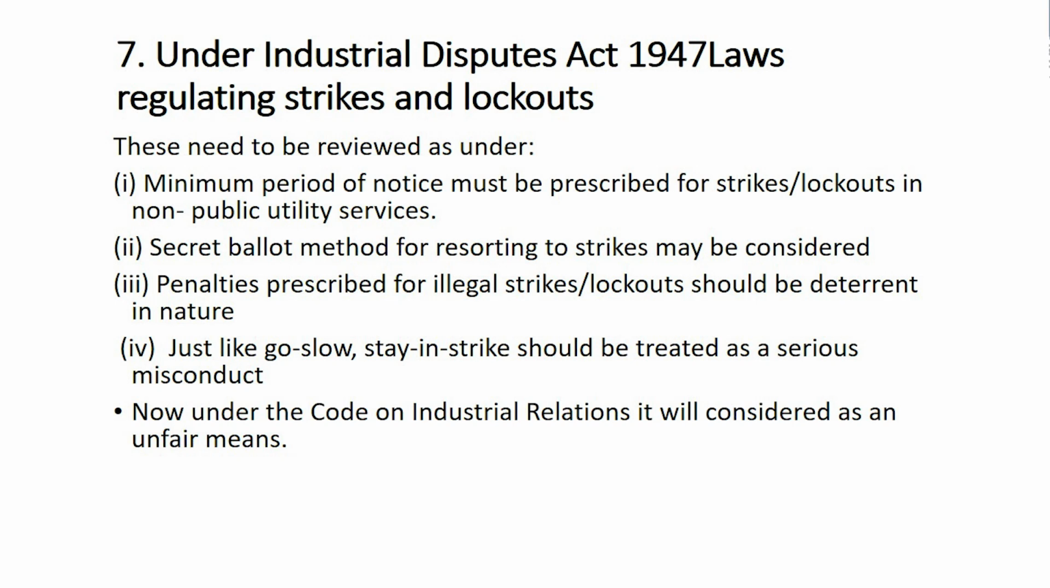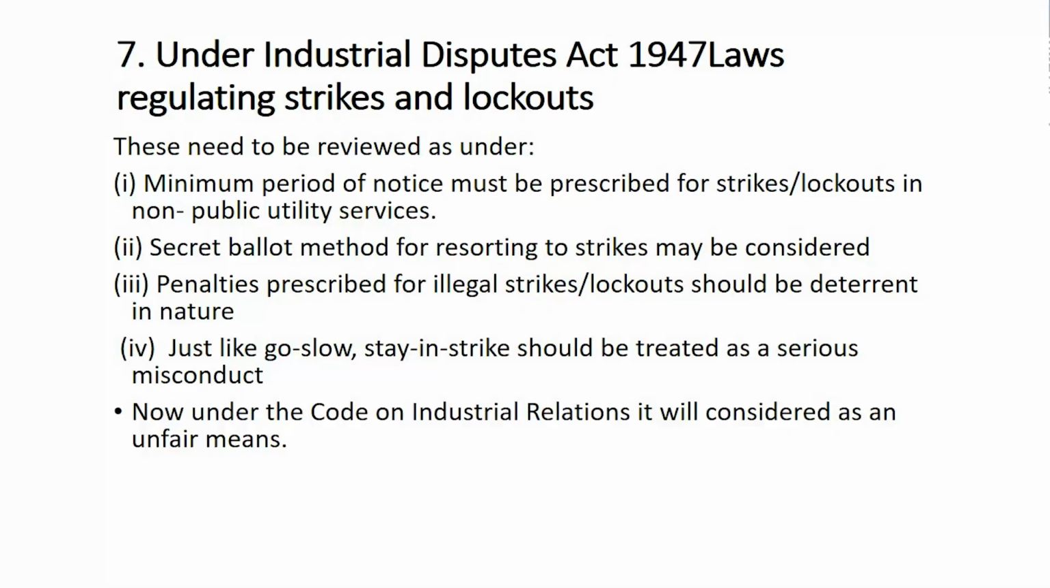But what about the non-public utility services? That is why it has been recommended that a minimum period of notice must be prescribed if someone is going on strike, or if the employer is thinking of a lockout. A secret ballot method for resorting to strike may be considered, because more confidentiality can be maintained through it. Penalties prescribed for illegal strikes and lockouts should be deterrent in nature, because if the person is not deterred and commits the offence again, there is no sense. So it has been proposed that the penalty be such that the person will not dare to do that kind of act.